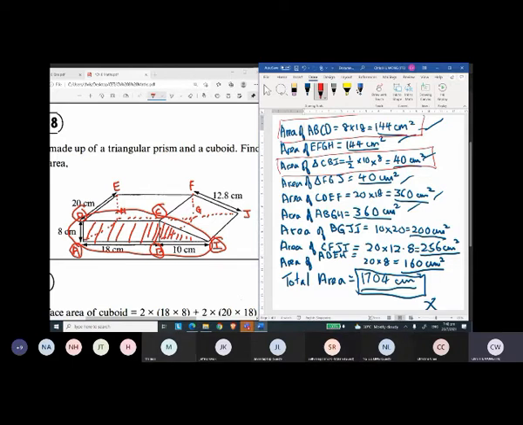Where is the length? 184 times what? 20. Who is the one who said 20? Yi Ling, you're right. Very good. So you just have to take 184 times 20. That will be the volume already, no?